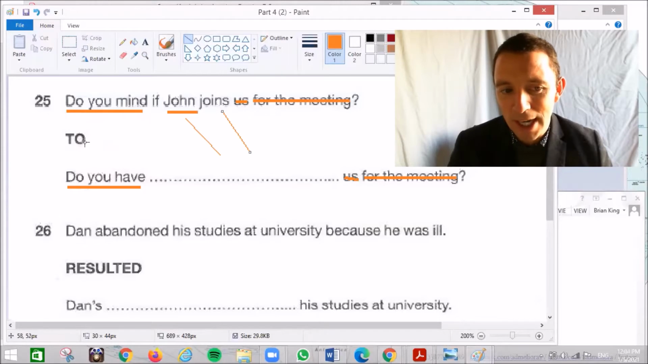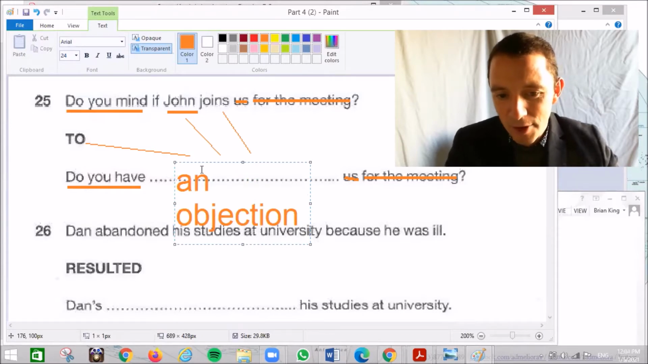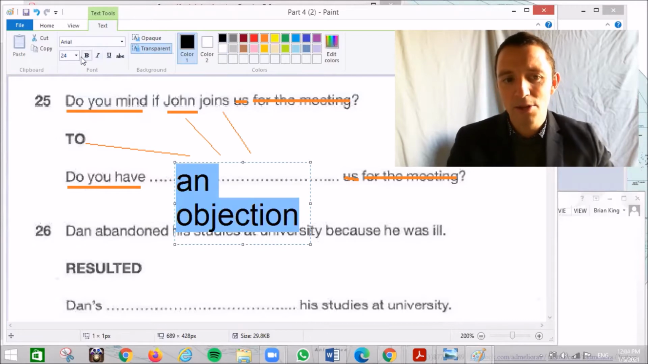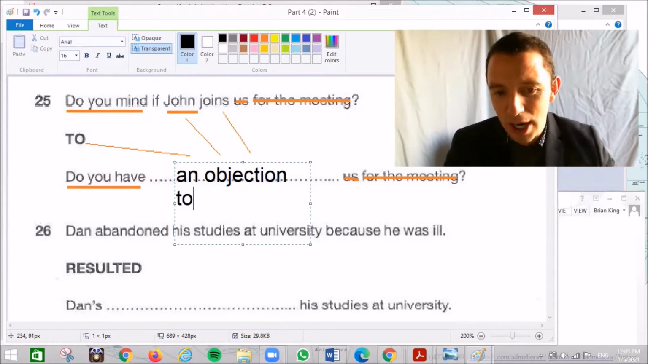And the word that we need is "to." So for me, the only possibility is, do you have an objection to? Okay, so this is the answer really. That's the first idea I have, an objection to. And I'll just make that a bit smaller so you can see it. Do you have an objection? And always after this structure, an objection to. Okay, and that is possible.